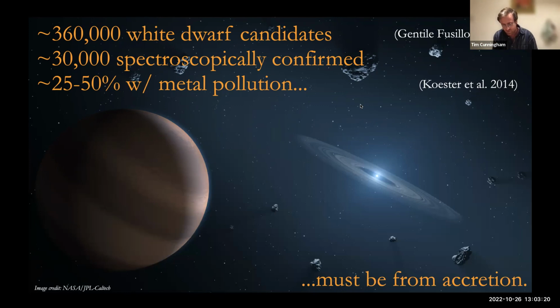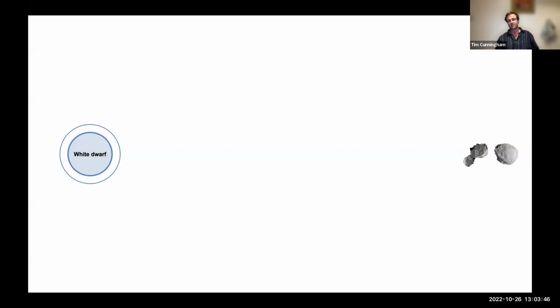Typically we expect a quarter to a half of white dwarfs to have heavy metals in their atmosphere, and the frequency with which white dwarfs exhibit these metal absorption features implies that this material must be being accreted after the formation of the white dwarf. If these metals were primordial, they would sink on very short timescales towards the core. So how do these metals find their way into the atmosphere of a white dwarf?